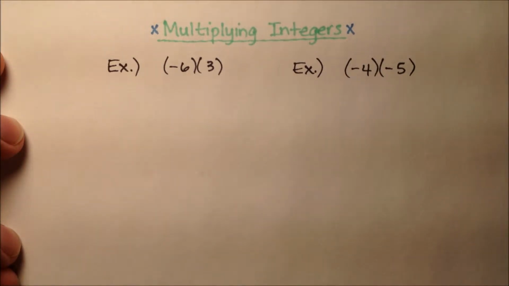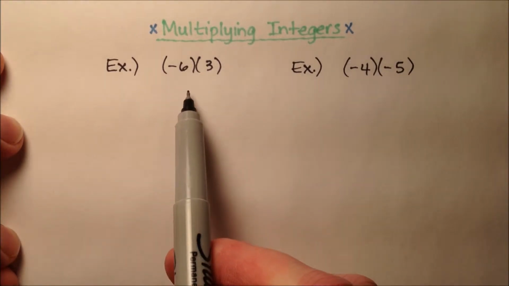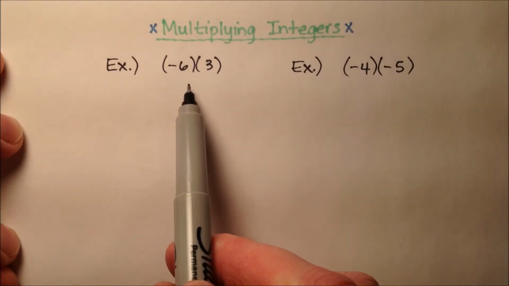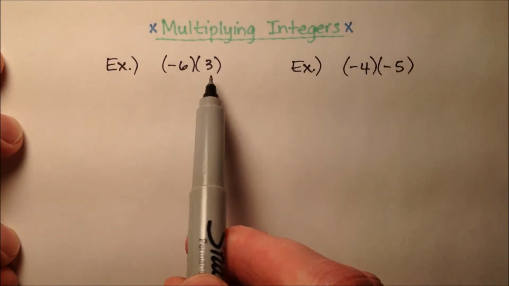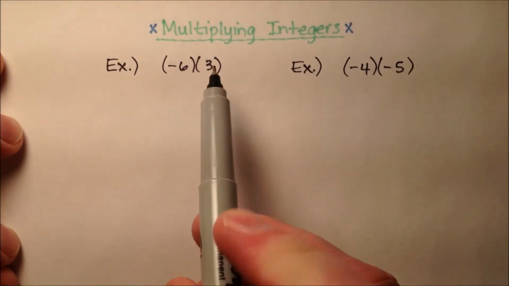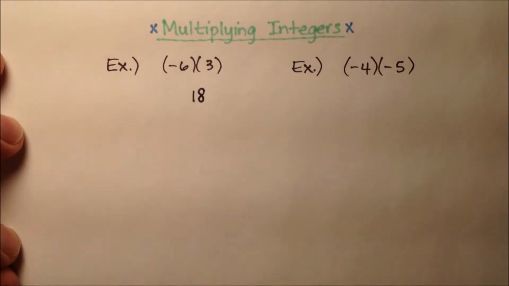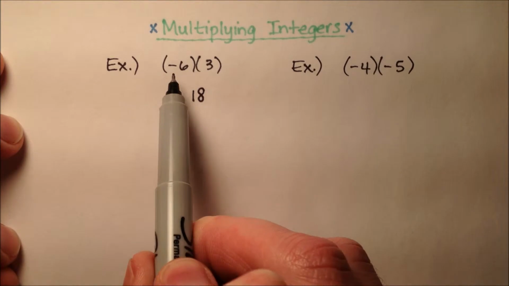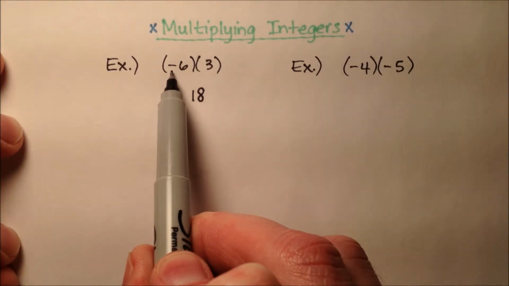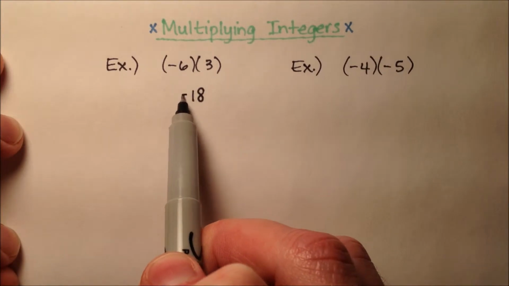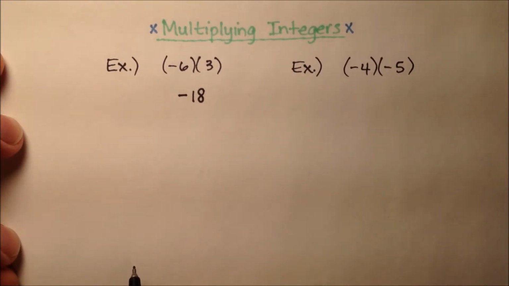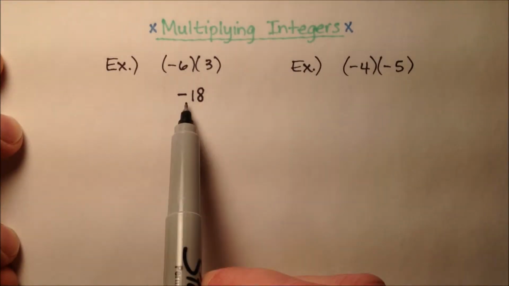So in our first problem, we have negative 6 times 3. Well, first of all, I'm going to ignore all the negative signs, and I'm just going to do 6 times 3, which is 18. Now I'm going to go back and count how many negative signs I had. I had one negative sign here. So in this case, the negative sign will stay because there is an odd number of negative signs.